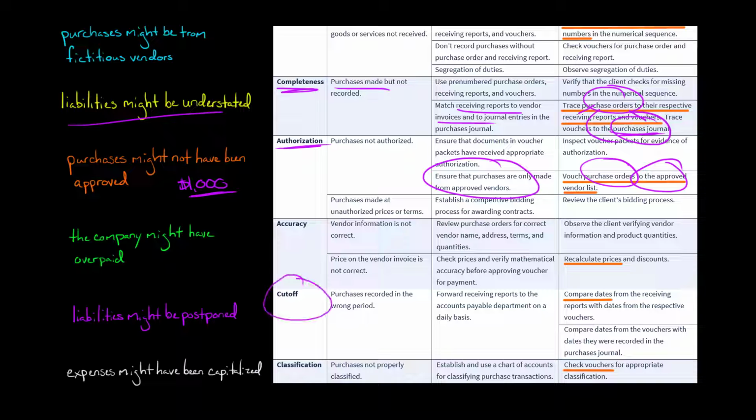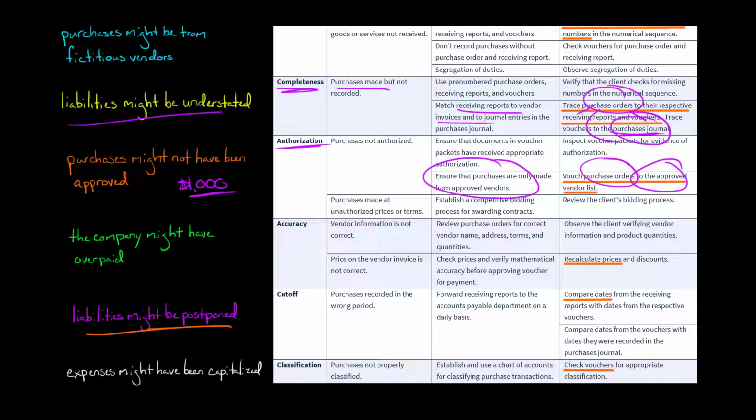Now, in terms of the cutoff assertion, the concern is that liabilities might be postponed, right? That the company is basically not wanting to record a purchase in the current period because there'll be an associated liability with it, so they want to postpone it till the next period. So what can the auditor do? Well, the company is supposed to be forwarding receiving reports to the accounts payable department on a daily basis. Why? Because remember, when the company actually receives the goods, that's when they technically incur the liability, right? So if these receiving reports are sent to accounts payable on a daily basis, then hopefully the liabilities will be recorded in a timely manner.